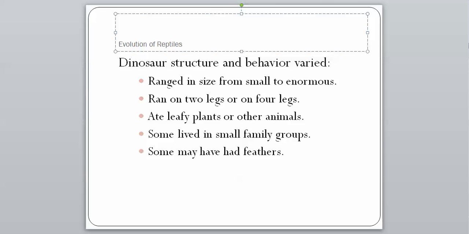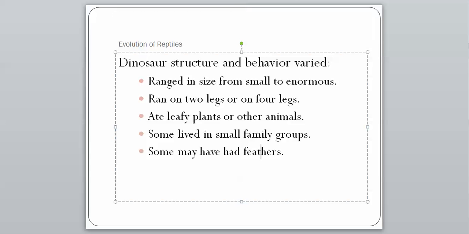Some ate leafy plants, like our big gigantic ones, while others fed on other animals, like our examples from Jurassic Park, the velociraptor. Some lived in small family groups, so sometimes they liked to hang out together. And some may have actually had feathers. This is going to be a big deal when we talk about birds and how they came to be, because we now have evidence that some dinosaurs may have had feathers instead of scales, so maybe they gave rise to our birds.